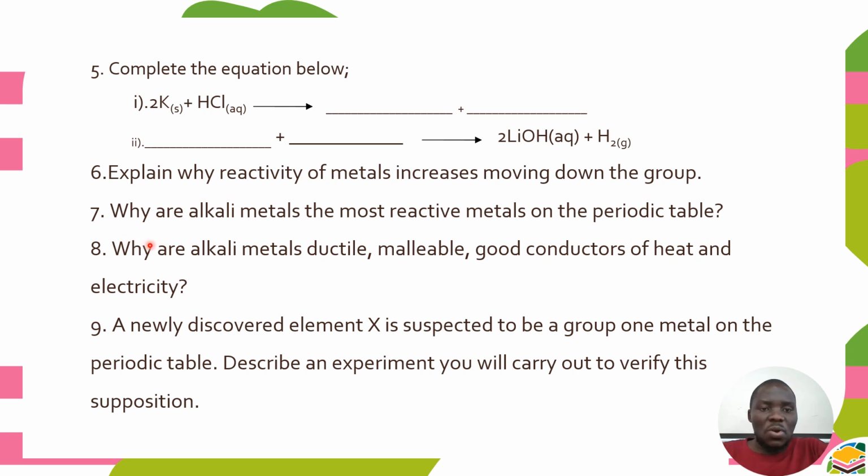Question number 7: why are alkali metals the most reactive metals on the periodic table? Number 8: why are alkali metals ductile, malleable, as well as good conductors of heat and electricity? And here we have an experiment that we need to describe. A newly discovered element X is suspected to be a group 1 metal on the periodic table. Describe an experiment you can carry out to verify this supposition.